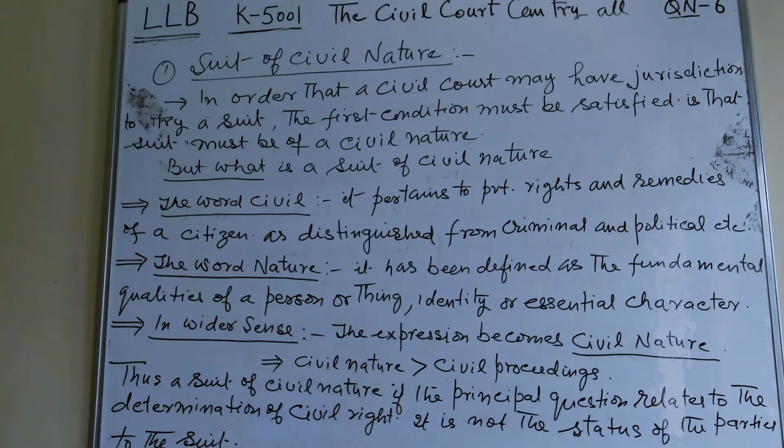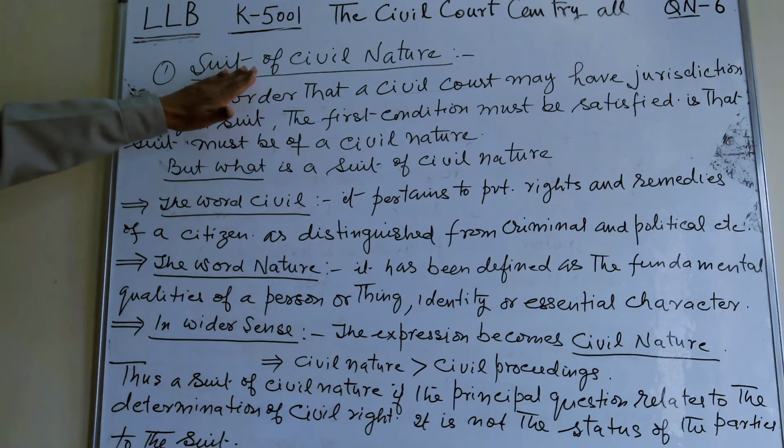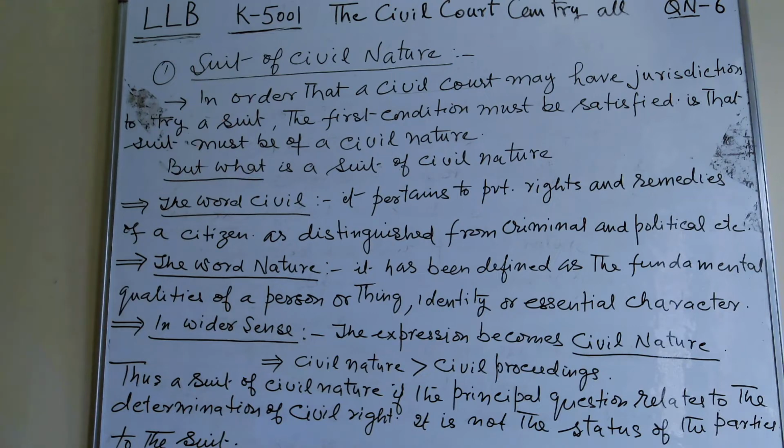My dear friends, as I have told, the civil court will take a case in which these two conditions are fulfilled. First condition, the suit must be of a civil nature. The second condition, the cognizance must not have been barred, either expressly or impliedly. So the first condition, the suit must be of a civil nature. This is the main condition of the civil code.